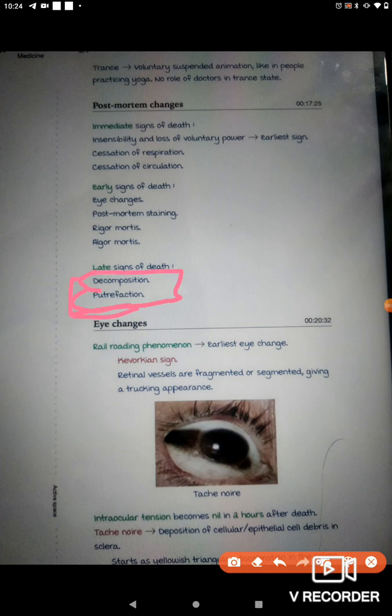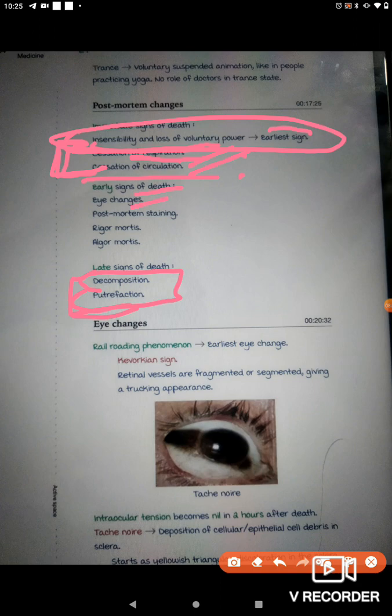And what are the immediate signs? Immediately we see cessation of respiration, cessation of circulation, and insensibility. These immediate signs of death are the vital signs, also seen in Bichat's triad: the brain, lung, and heart are involved. Brain insensibility and loss of voluntary power is the earliest sign. First the brain is affected, and then the heart and lungs.